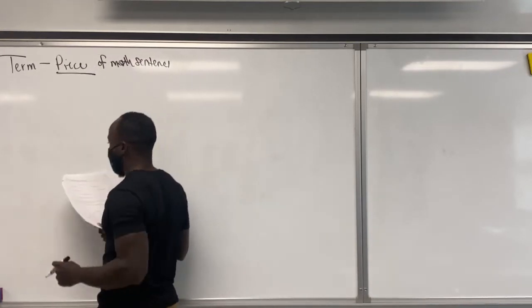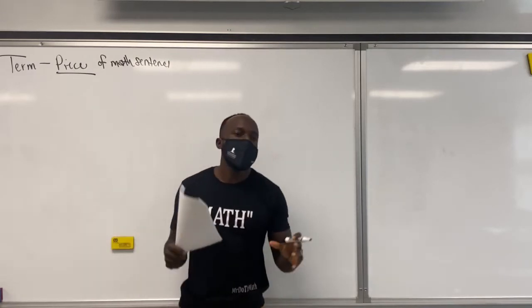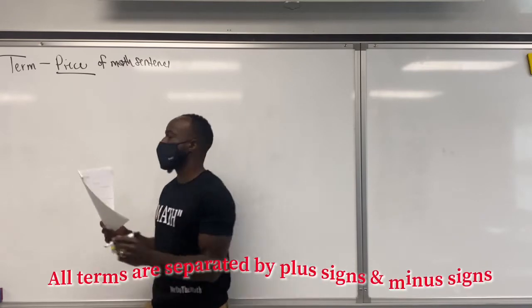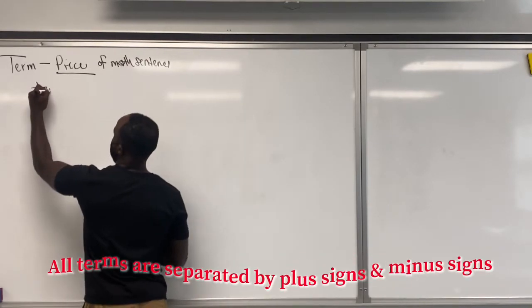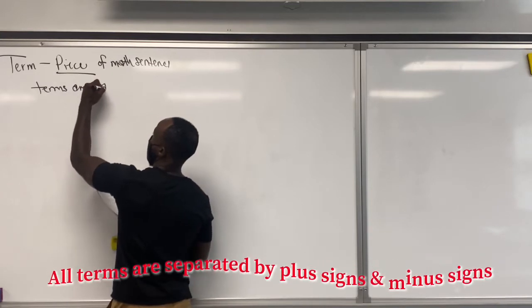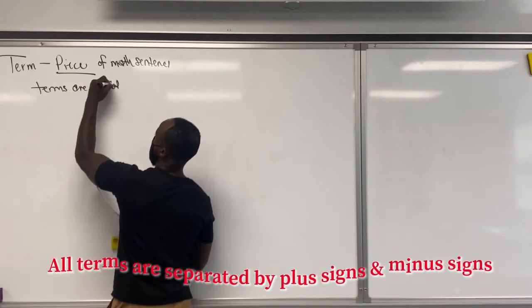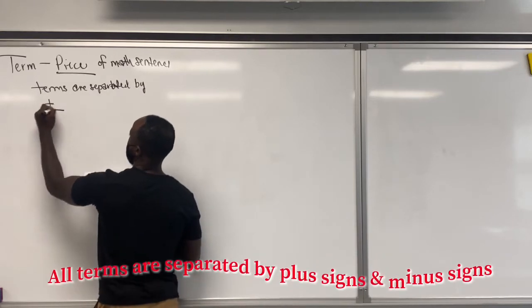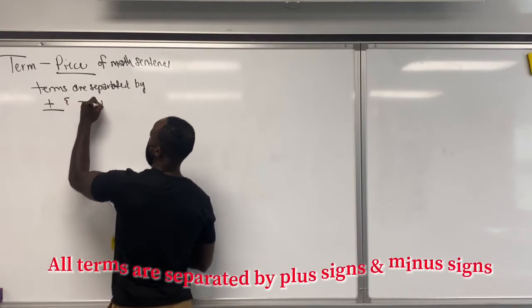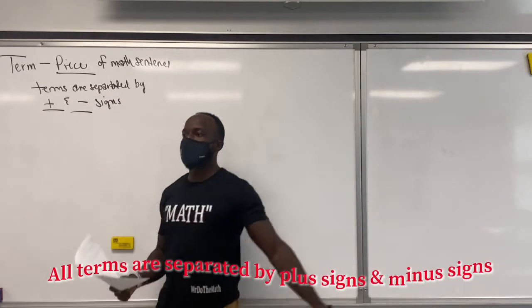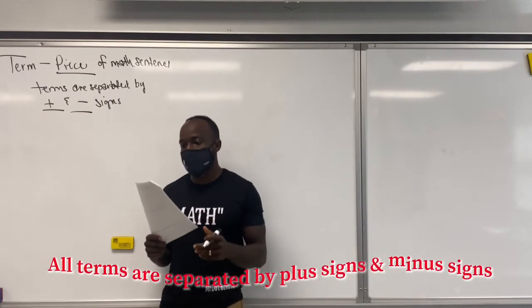Terms are identified because they are separated by plus and minus signs. That's how you know you got terms present. Whenever you see a plus sign and a minus sign, you got terms present, right?